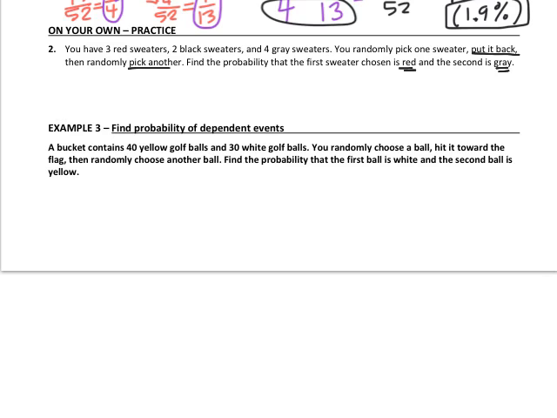All right, so you'll have to think about how many sweaters you have in total, and then find the probability that you will pull out a red one, and what's the probability that you're going to pull out a gray one. And then once you find those, make sure you multiply them together, and that will give you the probability of this particular thing taking place.